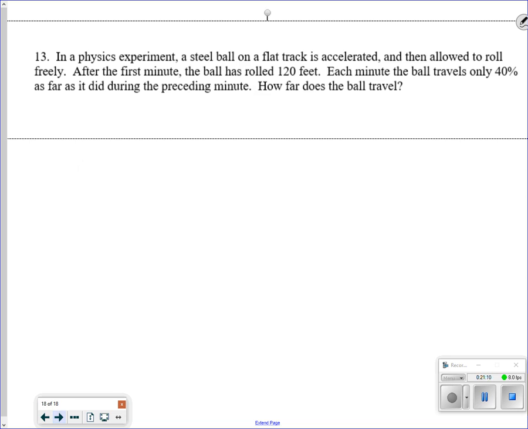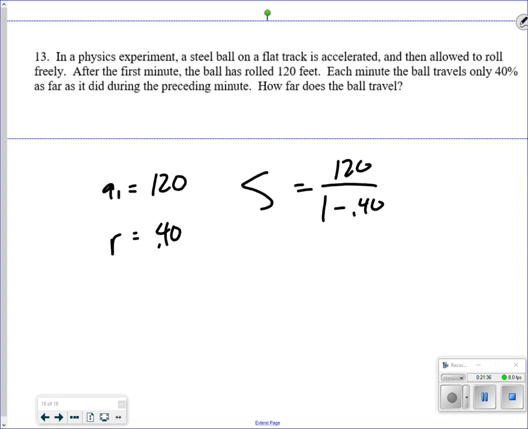Physics experiment. A steel ball on a flat track is accelerated, then allowed to roll freely. After the first minute, the ball is 120. Each minute is 40%. So my r is 40%, or 0.40. This is basically as far as it did from the preceding minute. So my a sub 1 over 1 minus r. This is an infinite geometric sum. So I get 120 divided by 0.60. So this particular physics experiment, the steel ball traveled roughly 200 feet.